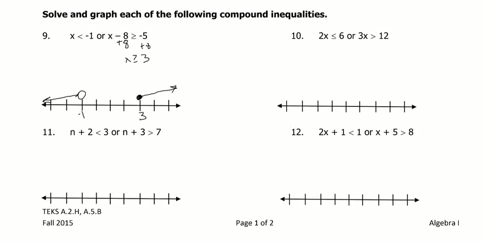Okay, number 10, we're going to keep following our same method of solving inequalities. Divide by 2, divide by 2, x is less than or equal to 3. Divide each of those by 3, and that's x greater than 4. So we're going to put a 3 here, we're going to put a 4 here, open dot, closed dot. X is smaller, so we go to the left. X is bigger, so we go to the right.